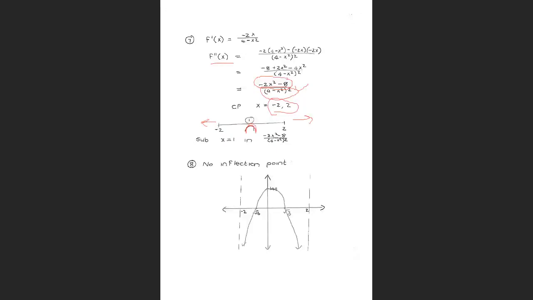Is there any inflection point? No, obviously you only have one concavity, therefore there can't be an inflection point. Remember, for an inflection point you need a change of concavity, from concave up to concave down, or from concave down to concave up. In this case, there's no inflection because there's no change in concavity.